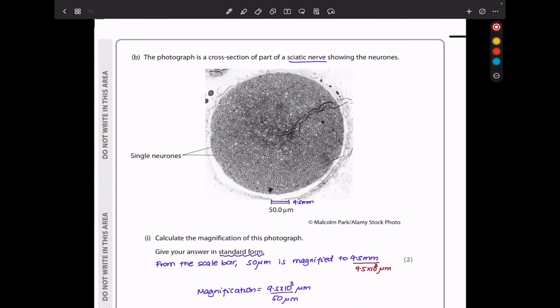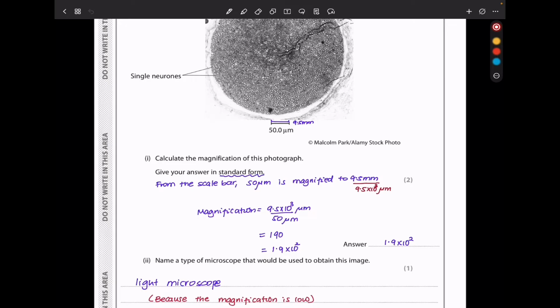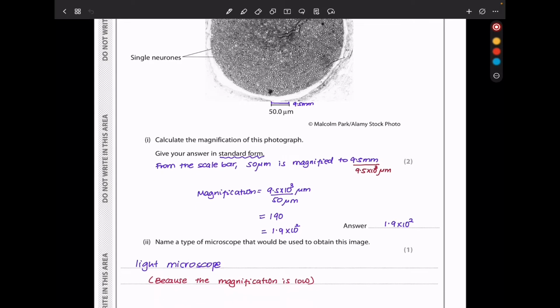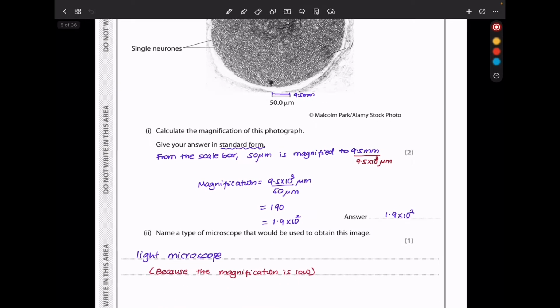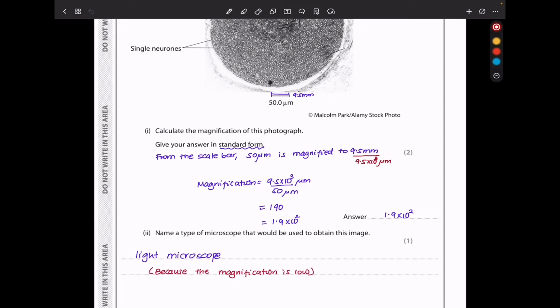The photograph is a cross-section of part of a sciatic nerve showing the neurons. So we can see the single neurons, which are very small in the whole nerve. And then they say, calculate the magnification of this photograph. They want you to give your answer in standard form.